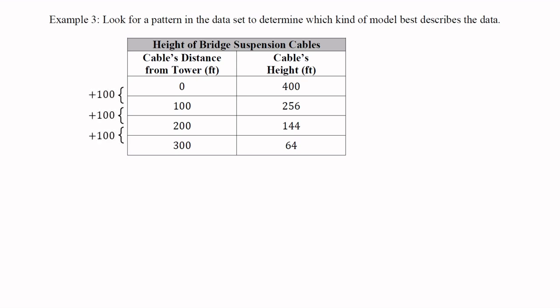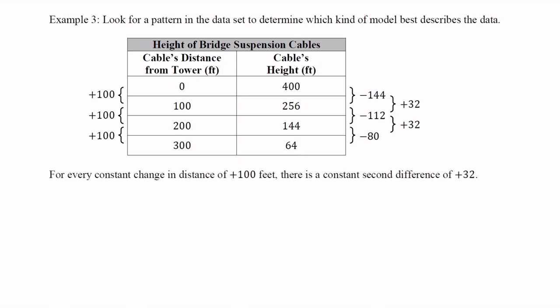So in the x values, we're adding 100 each time. In the y values, you can see we have a decreasing amount. So let's explore and see what we have in terms of, is it a constant first difference? And here, it does not appear to be a constant first difference. So let's look ahead to the second differences. And here, the second differences are common. So since we have a constant second difference, this is a quadratic function.